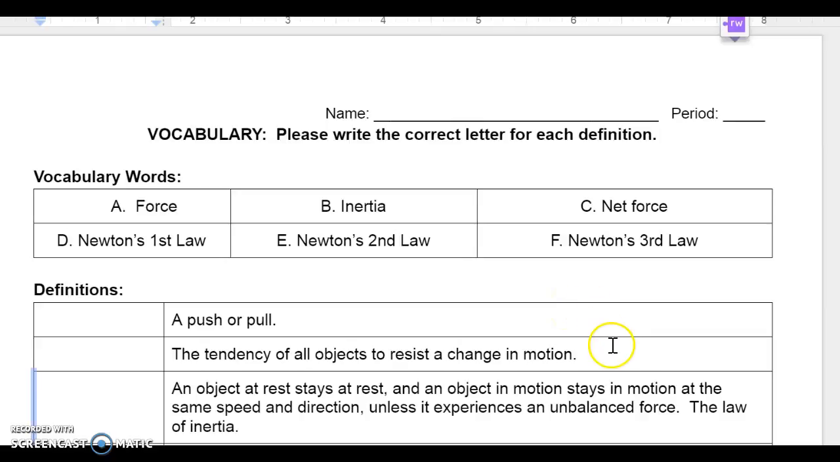Next is the tendency of all objects to resist a change in motion. Next is an object at rest stays at rest and an object in motion stays in motion at the same speed and direction unless it experiences an unbalanced force. The law of inertia.